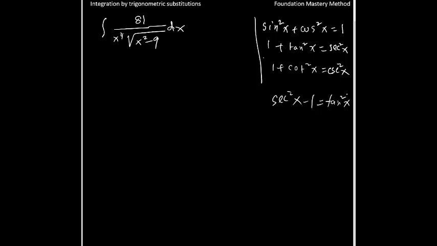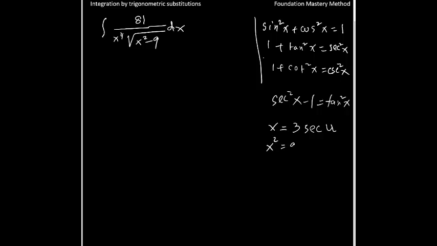The main motivation on this is, if I can put a single term inside the radical sign, I can avoid the radical sign, and that is exactly the second identity. So in this case, if we make x equals, say, 3 secant u, then what happens?